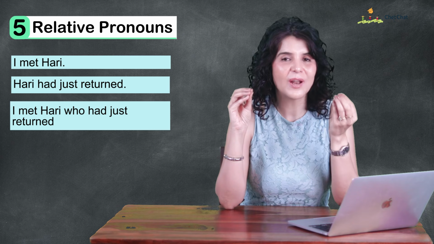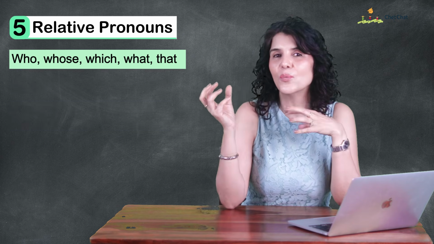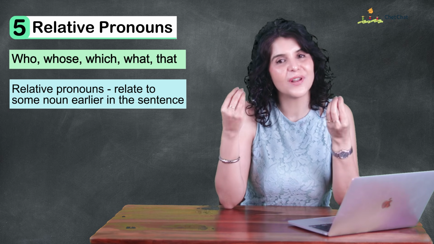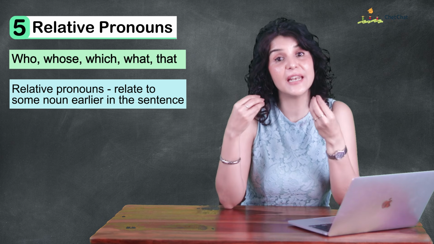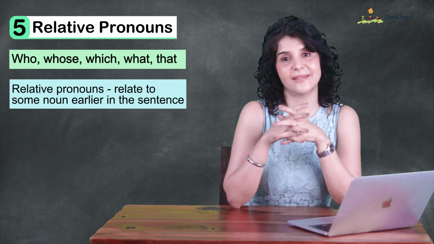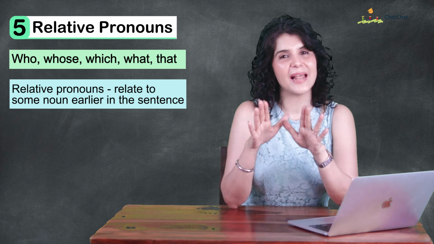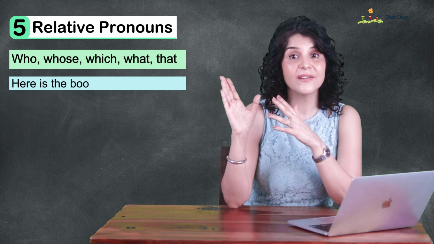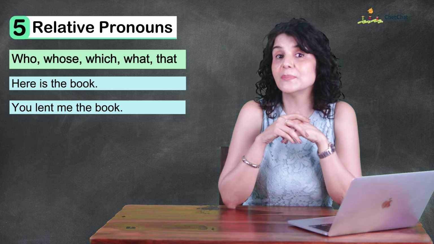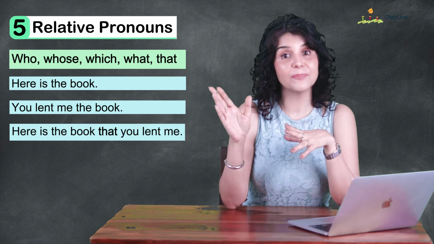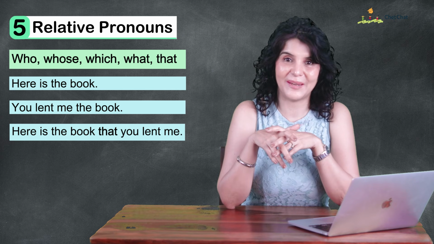So relative pronouns are who, whose, which, what, that, whom. These are called relative pronouns because they relate to some noun that was mentioned earlier in the sentence. And they also help to connect two clauses or two sentences. Here is the book. You lent me the book. Let's combine this into a single sentence. Here is the book that you lent me.